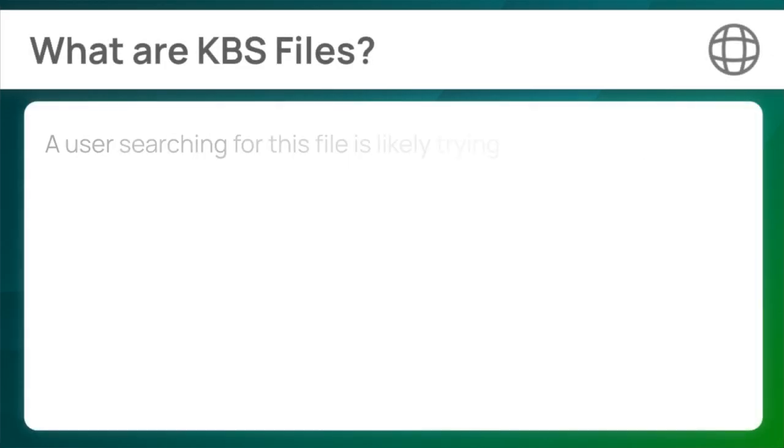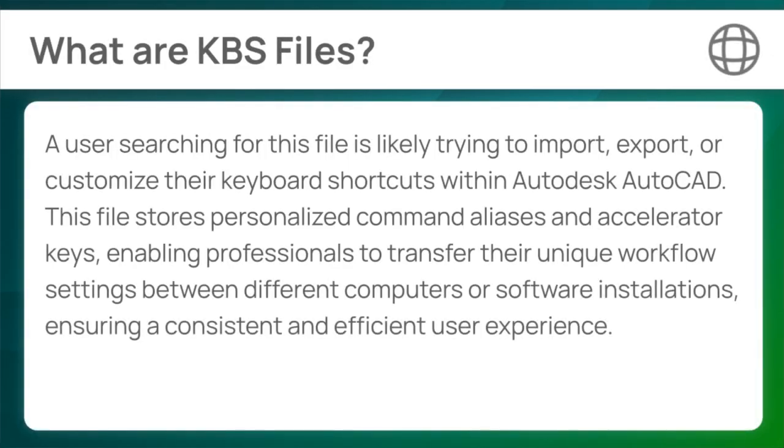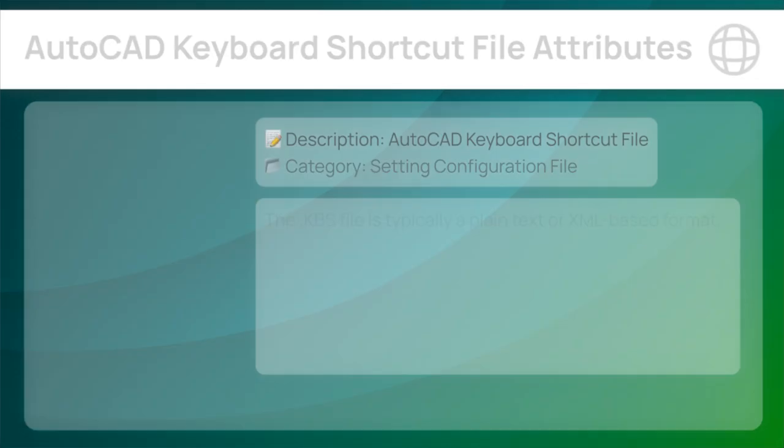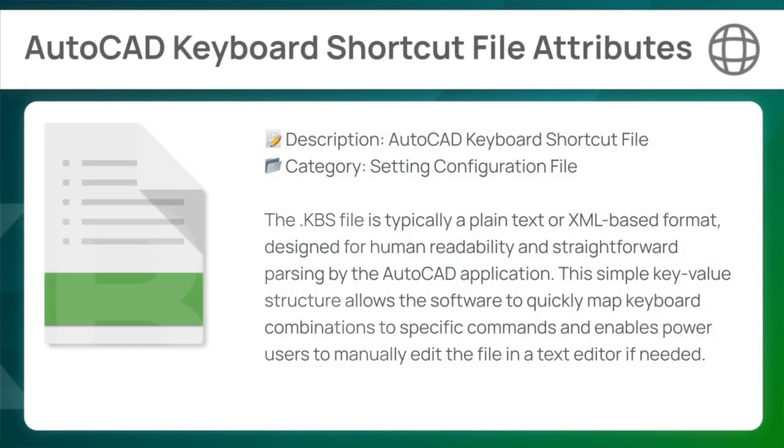A user searching for this file is likely trying to import, export, or customize their keyboard shortcuts within Autodesk AutoCAD. This file stores personalized command aliases and accelerator keys, enabling professionals to transfer their unique workflow settings between different computers or software installations, ensuring a consistent and efficient user experience. The KBS file is typically a plain text or XML-based format, designed for human readability and straightforward parsing by the AutoCAD application. This simple key value structure allows the software to quickly map keyboard combinations to specific commands and enables power users to manually edit the file in a text editor if needed.